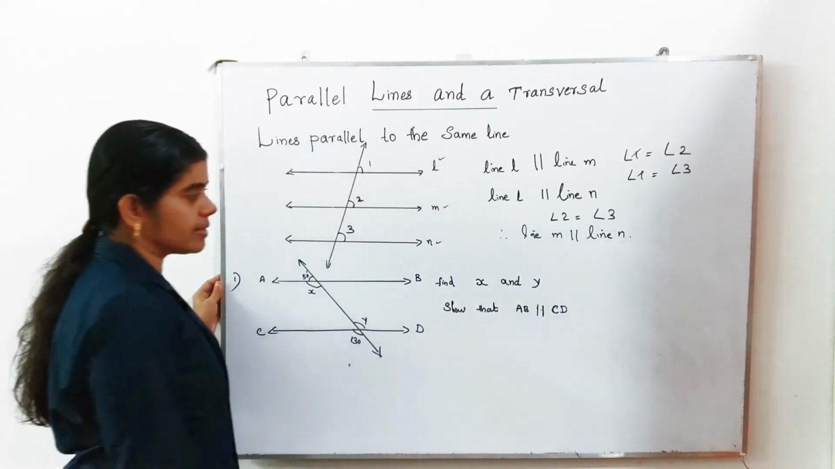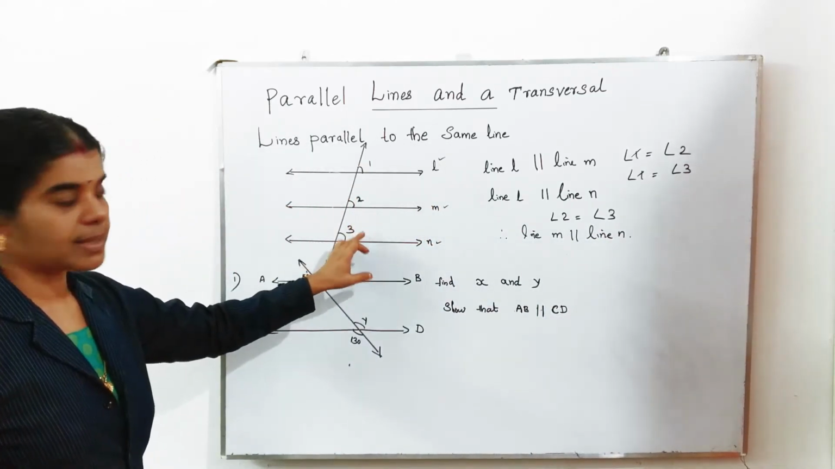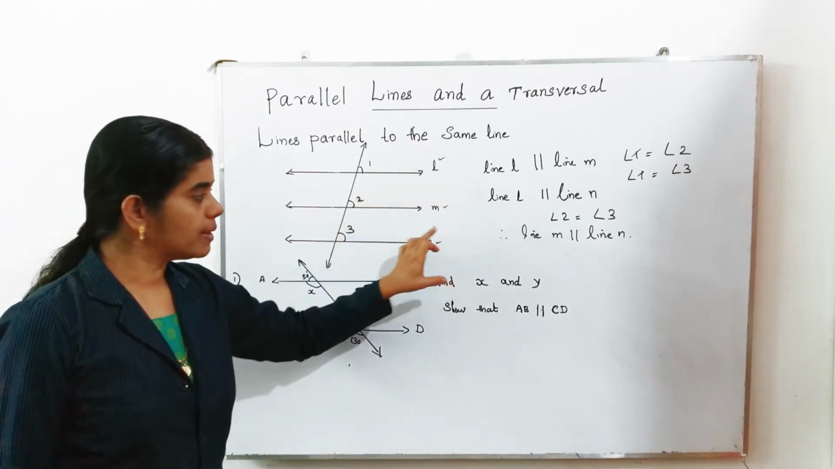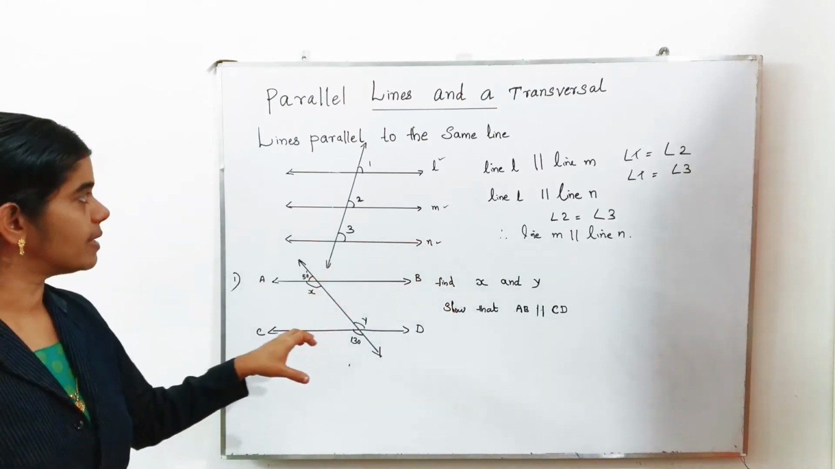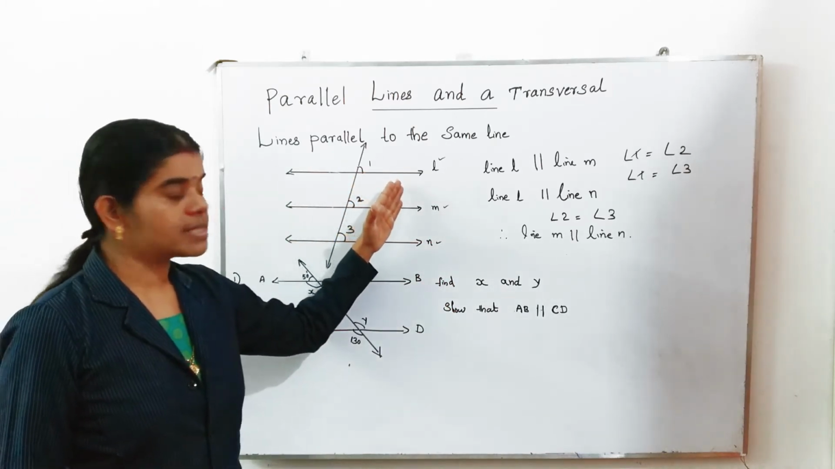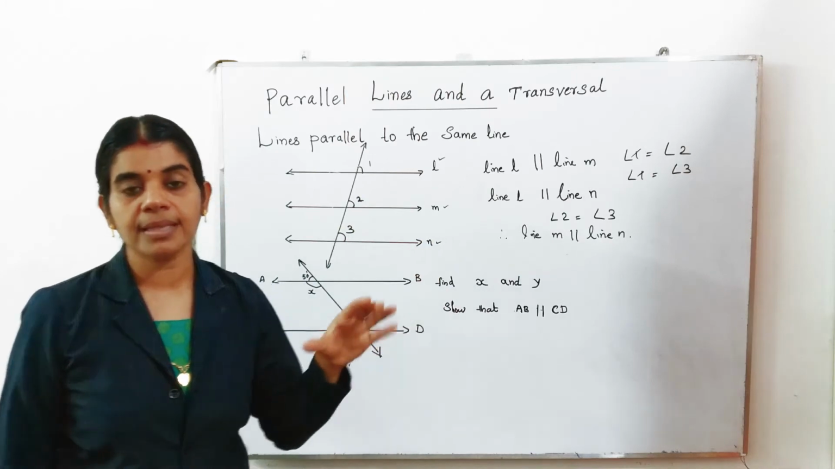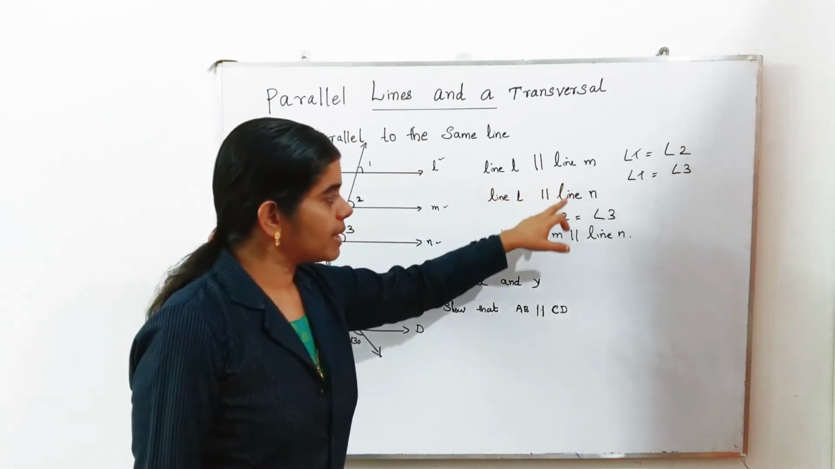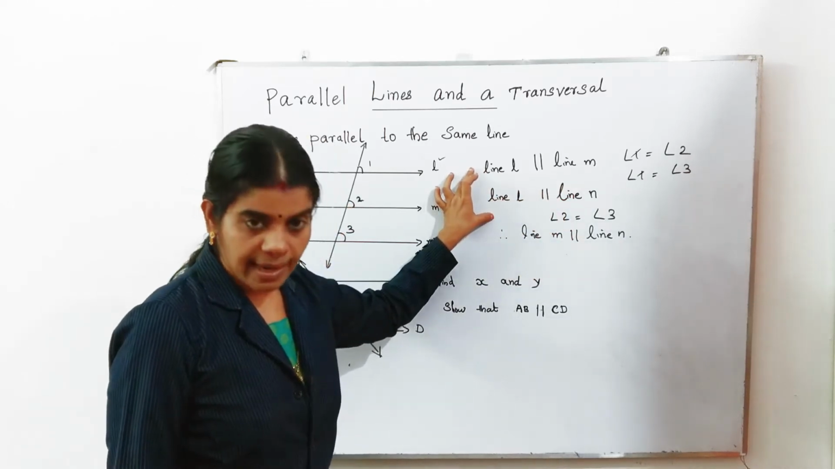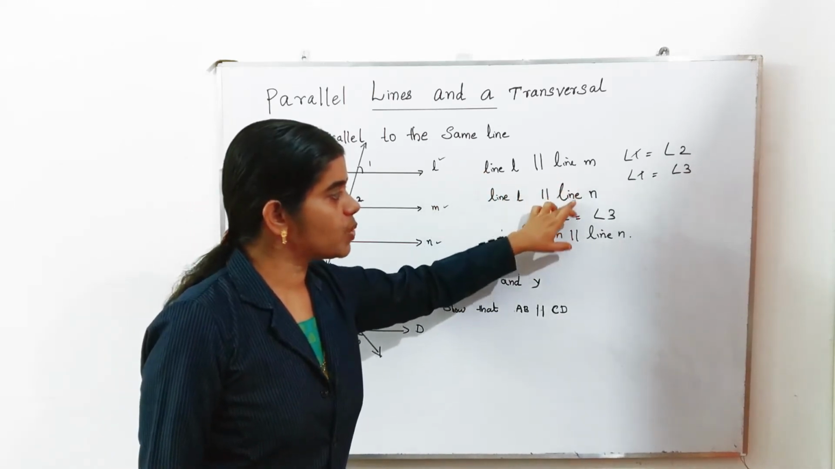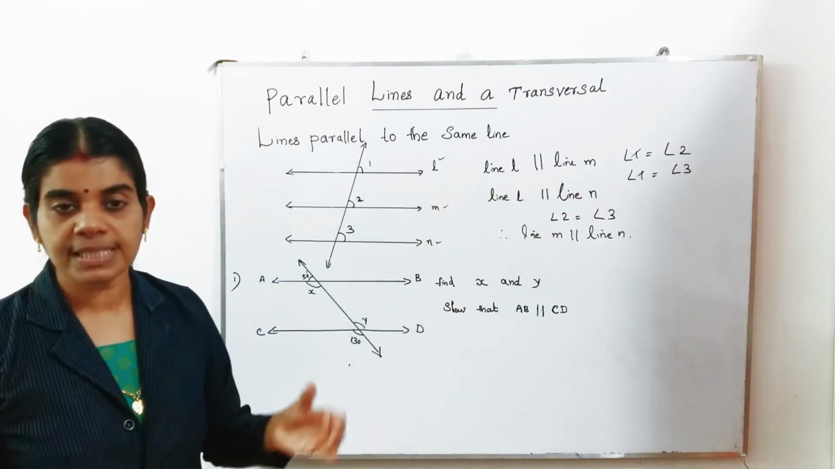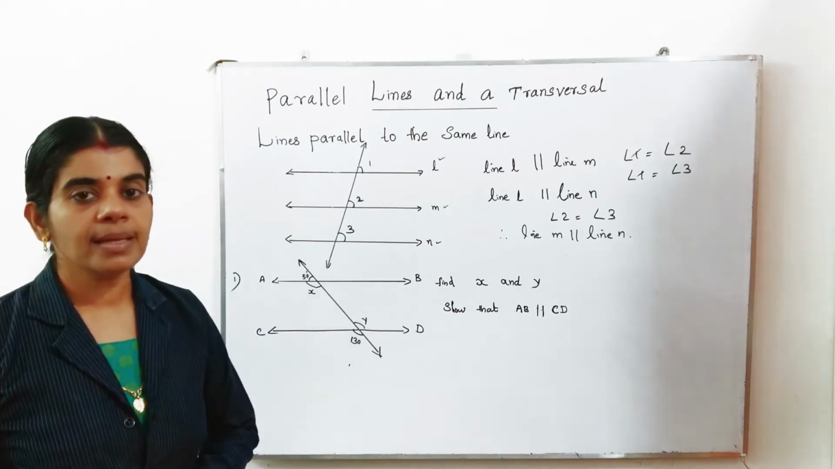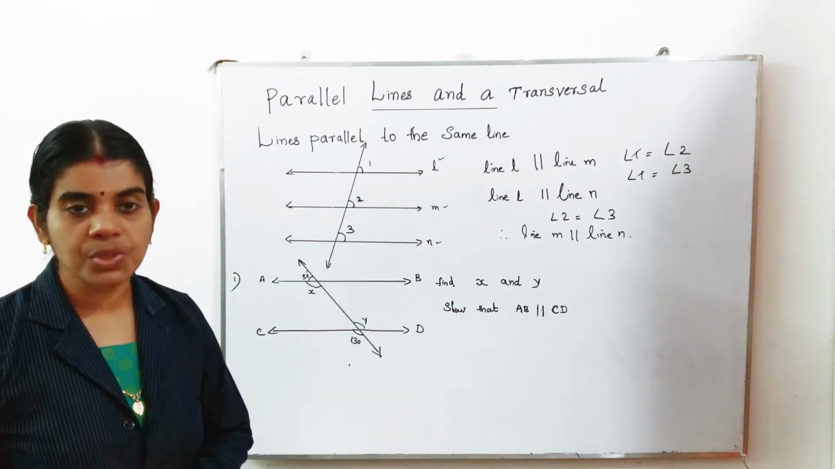Then we can conclude that angle 2 is equal to angle 3. That means corresponding angles are equal. Therefore, line M is parallel to line N. Then we can conclude that if two lines are parallel to the same line, then those lines will be parallel to each other. Here, lines M and N are parallel to the same line L, and then these two lines also will be parallel. Once again, if two lines are parallel to the same line, then those two lines will be parallel to each other.